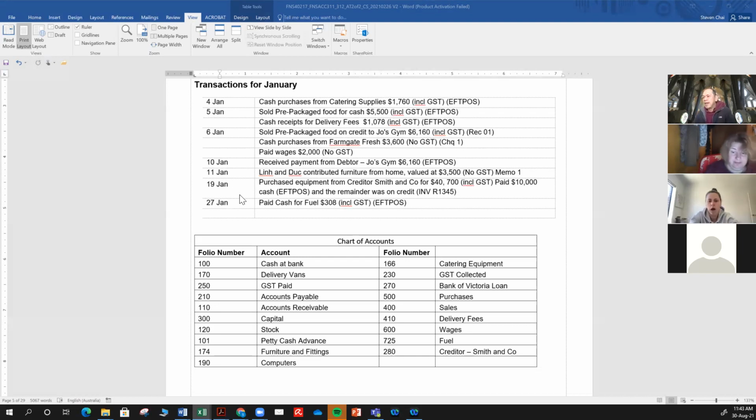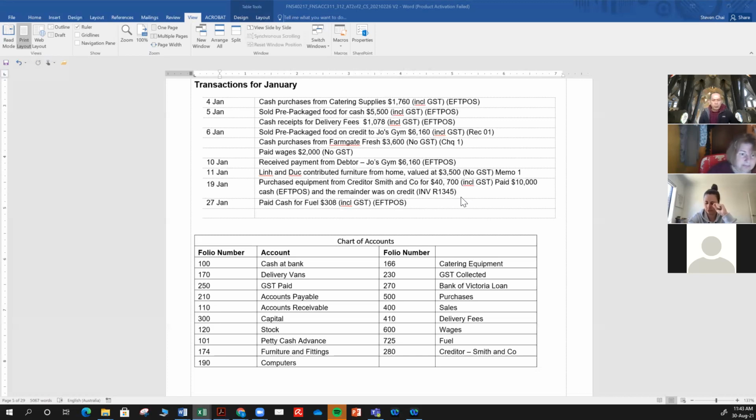Okay, now, 19th of January. This is purchase equipment from creditor Smith & Co. for 40,700, including GST, okay? Paid 10,000 in cash and the remainder was on credit. So how much was on credit?